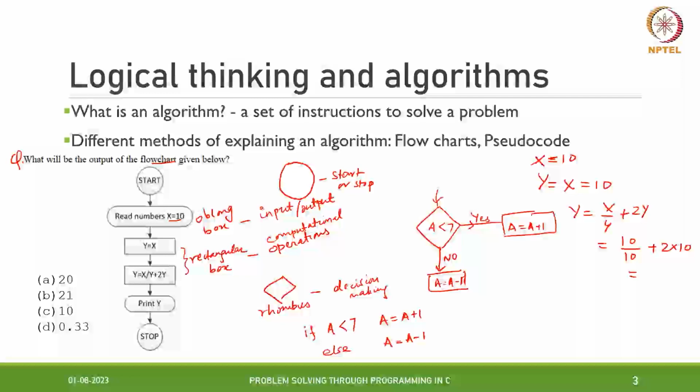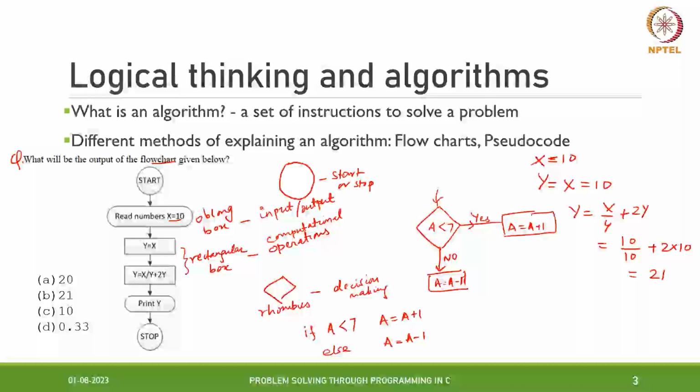So what do you have here? You have 21, right? 20 plus 1. So you have 21, and now that means the number y is 21. Now in the next box what you do is you print y, and then the program stops.